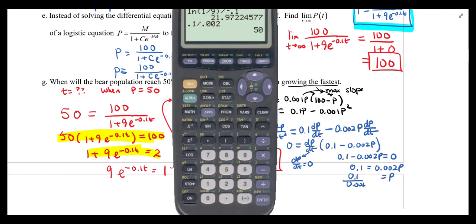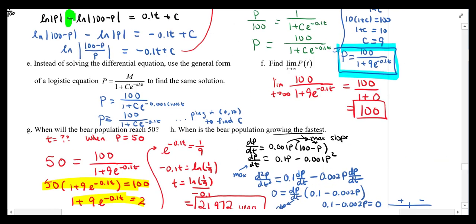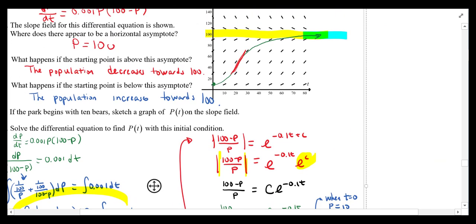50. It's growing the fastest when the population equals 50, which just happens to be my answer to part G, so it's growing the fastest when t equals 21.972 years. Now, of course, I should have made my number line, but I know this is going to be positive to negative, so it's going to be the fastest. And it does correspond to when the graph equals 50. Don't you love it when the picture matches the analytical algebra?